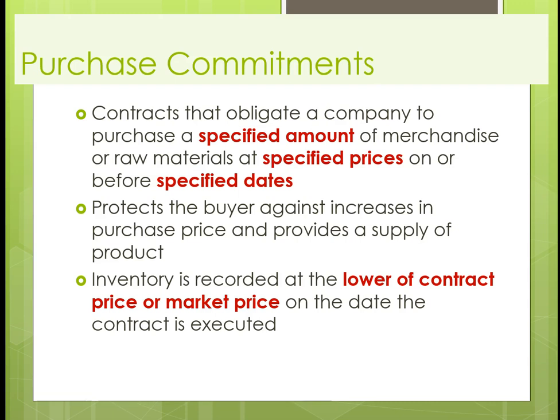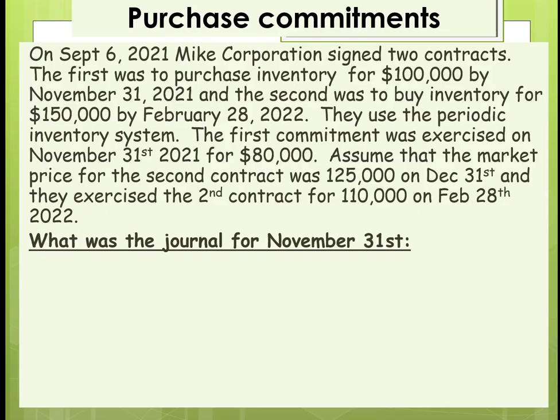Now let's look at an example. On September 6th, Mike signed 2 contracts. The first was to purchase inventory for $100,000 by November 31st, and the second was to buy inventory for $150,000 by February 28th. They used the periodic inventory system. The first commitment was exercised on November 31st for only $80,000, and that's when the value of the inventory was $80,000.